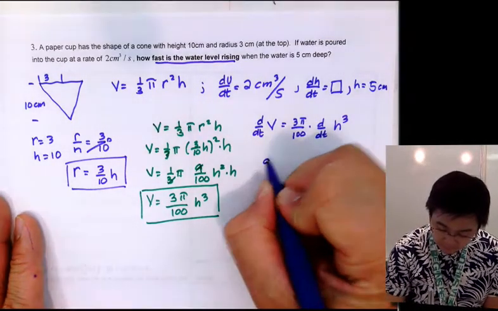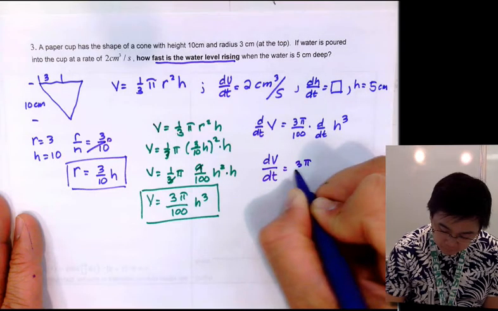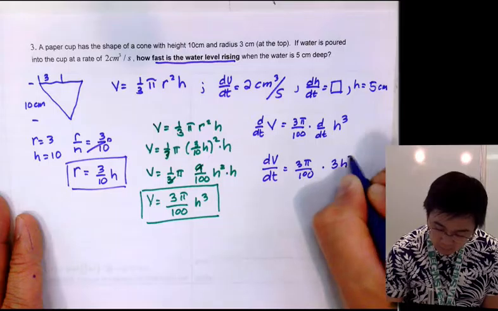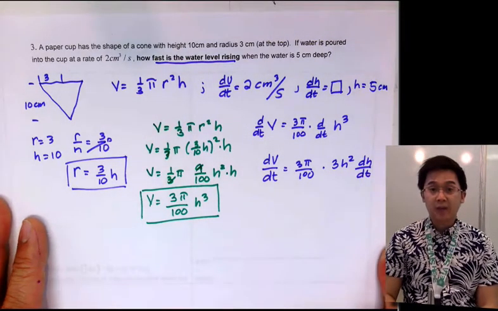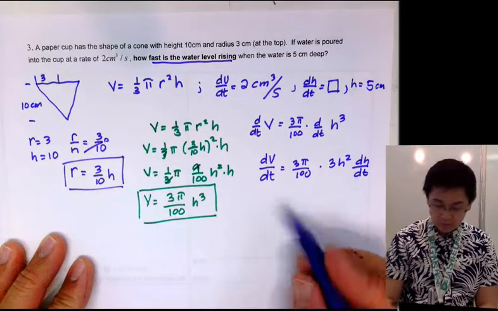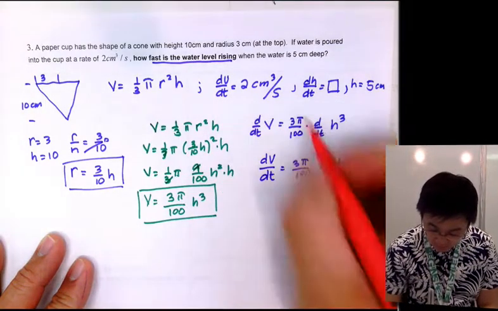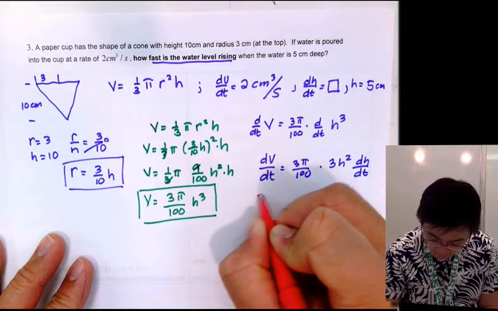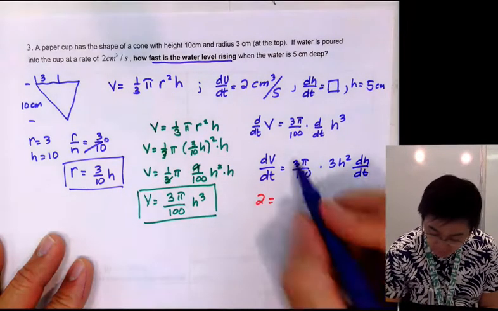So now we'll have dV dt equal to the constant times 3h squared dh over dt. So after getting the derivative, we can use the information now that we have from the word problem. So dV over dt is given, which is 2 cubic centimeters per second. So let's change it to 2. And let's just copy the constant.